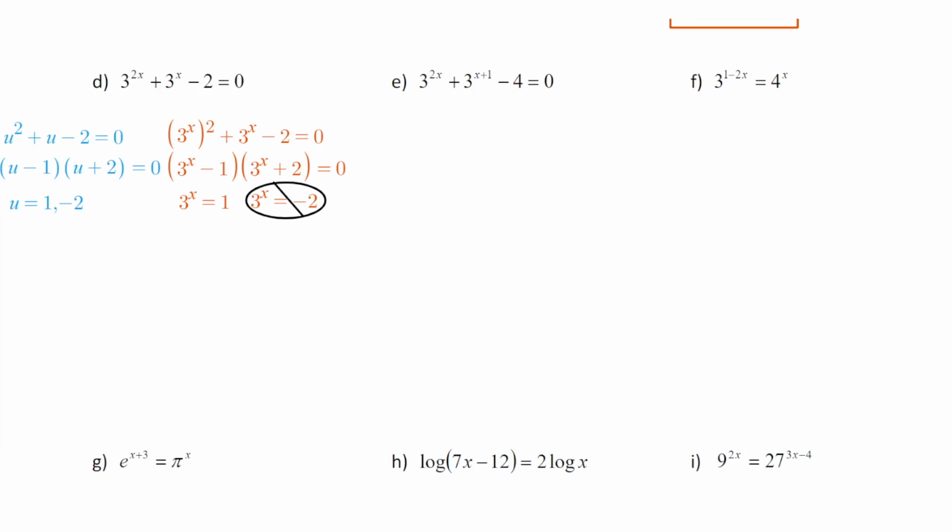But the one on the left we shouldn't really have any problems with. Actually, you probably don't even need to convert it. 3 to what power is 1? Well, 3 to the 0th power is 1. If you wanted to rewrite it, you could rewrite it as log base 3 of 1, but that's just going to equal 0 anyway. So yeah, we get x equals 0.